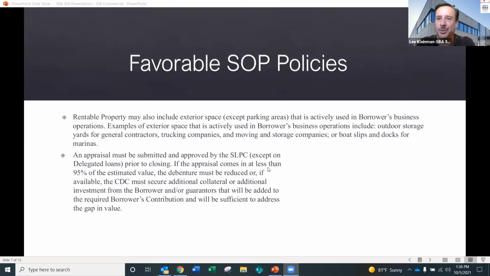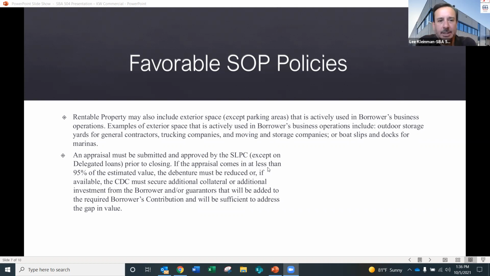But it's not all bad news or can't do this and can't do that. So these are two of my favorite, what I call favorable SOP policies. And we all remember from my glossary, the SOP stands for Standard Operating Procedure. So the first one has to do with certain types of businesses. Let's say a landscaping contractor that requires land or lot space to effectively run their business. Usually they need that lot or land space to store equipment, raw materials.